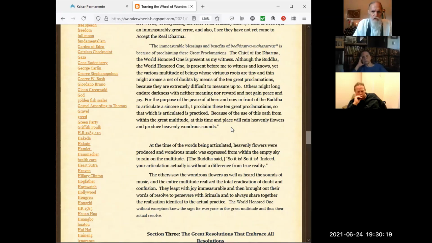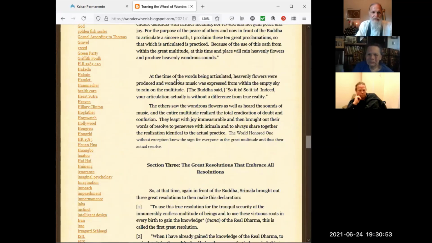Because of this use of this oath from within the great multitude, at this time and place will rain heavenly flowers and produce heavenly wondrous sounds. So there she's saying, I'll put it on the line. If my oath is sincere, the heavenly flowers will fall and the heavenly wondrous sounds will be made. I like that. The Zen masters, of course, would say, if it's not sincere, my eyebrows will fall off. But it's the same sort of thing.